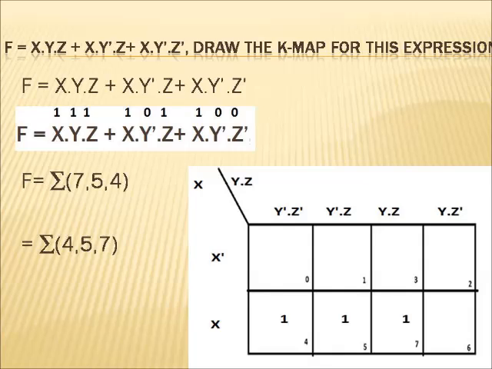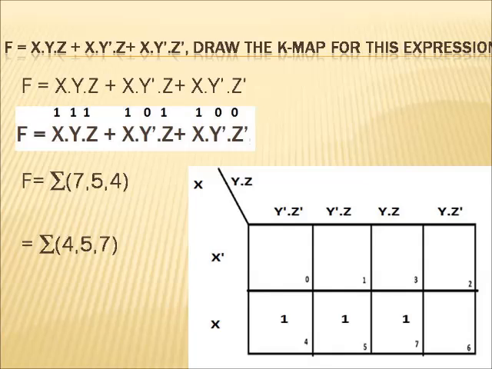In the previous classes we have seen that we can represent any Boolean expression in terms of numbers. When we represent a Boolean expression in terms of numbers, it is called the cardinal form of that Boolean expression. Here a Boolean expression is given: f = x.y.z + x.y'.z + x.y'.z'. We are going to draw the K-map for the given expression.